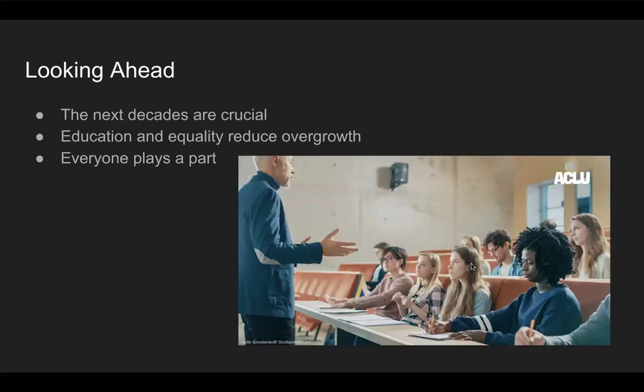So looking ahead, the next decades are crucial. Education and equality reduce overgrowth, everyone plays a part. The UN projects that the global population will reach around 9.7 billion by 2050, but growth is expected to slow down as education and access to healthcare improve. Countries with better education, especially for women, tend to have lower birth rates, which shows how knowledge and equality actually make a real difference in the world.